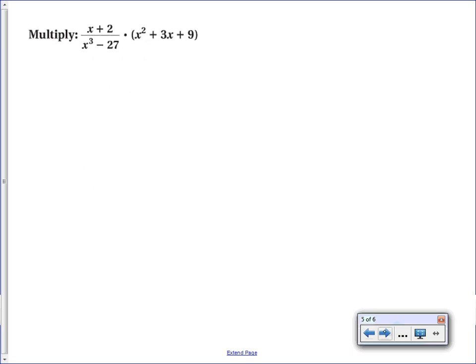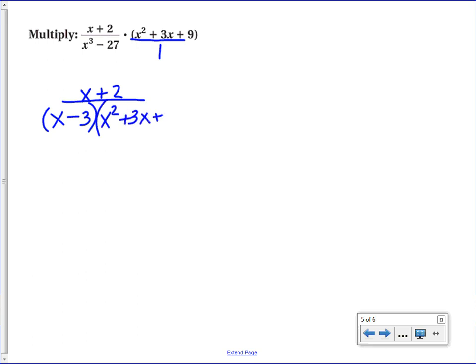Okay. This is the same kind of thing, only the second fraction is not written as a fraction, but we can put it over 1 so that we can use the same principles that we just used. Let's factor first. So this is going to be x plus 2. Can't factor that. And on the denominator, we have the difference of cubes. So we'll have x minus 3, because 3 times 3 times 3 is 27. And then in the other parentheses, it's x squared plus 3x plus 9. Right, same, opposite, always positive.